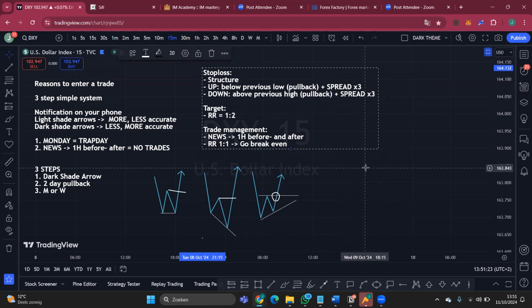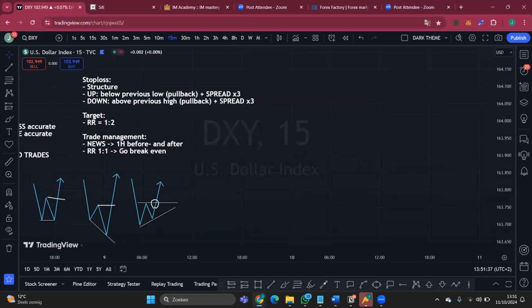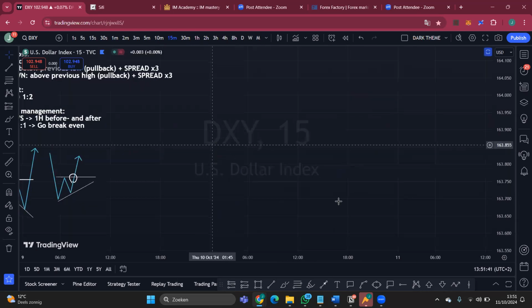That being said, I want to go to the next topic. That's the third topic for today. Of course, we talked about the entry reasons. We talked about the orders, so the stop loss, the take profit, trade management. And from there, I just want to go to what's really important: your risk management and your risk calculation.